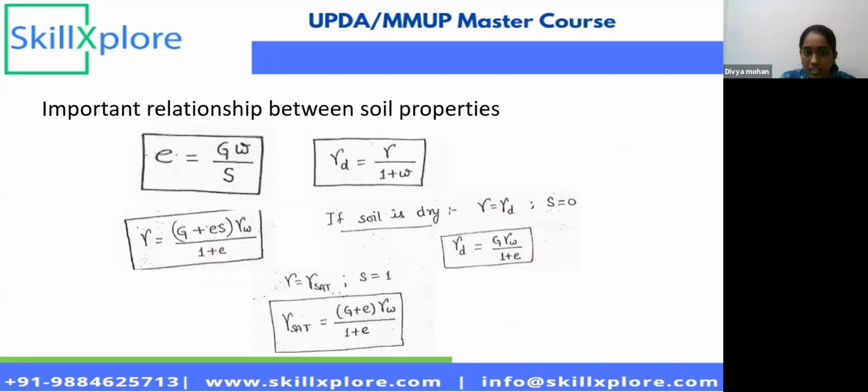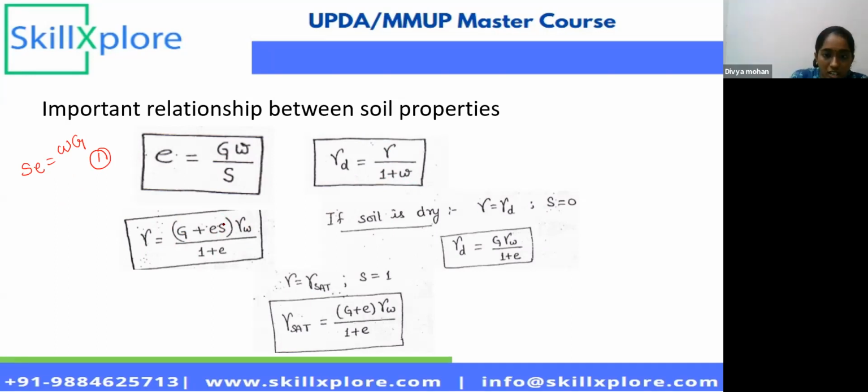And these are the important relationships while solving problems, so I would like to discuss them. The first formula is very important: Se equals wG. Another formula is gamma d is equal to gamma by 1 plus w, and gamma is equal to the bulk unit weight, (G plus eS) gamma w by 1 plus e, where S is the degree of saturation.